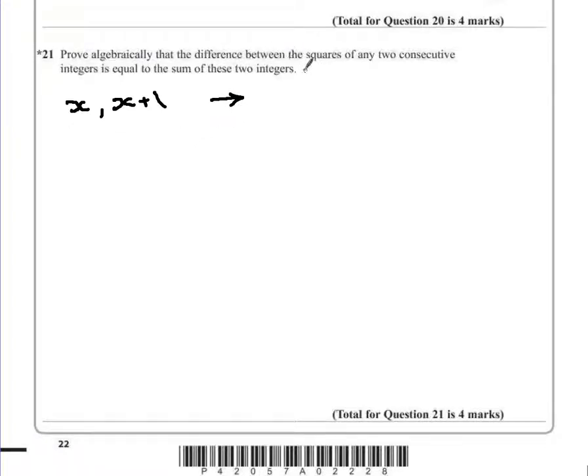So the difference between the squares of these. So we have x squared. Actually, probably want to get the bigger one first. So we have x plus 1 squared, take away x squared, because that's going to be the second number squared, take away the first number squared, is equal to the sum of the two integers. So if we added those two together, that would be x plus 1. So that's basically what the question has just asked us.